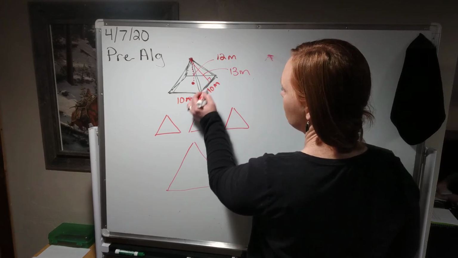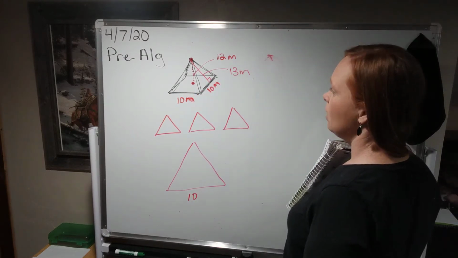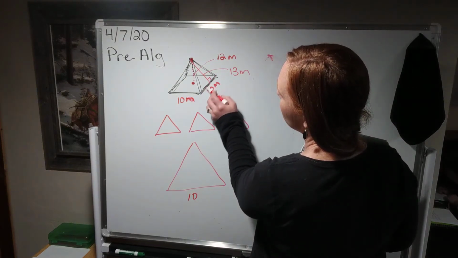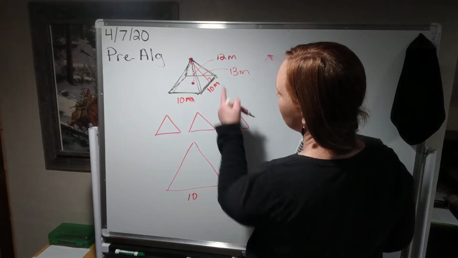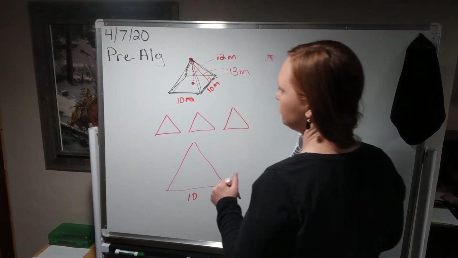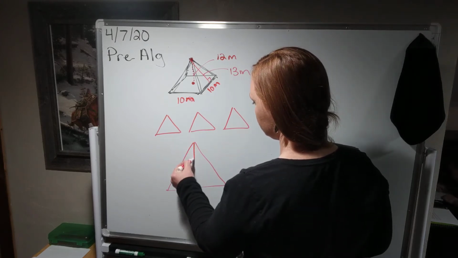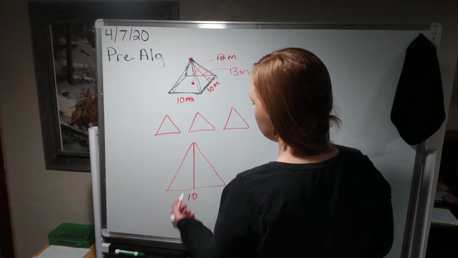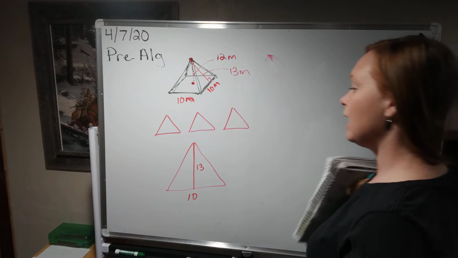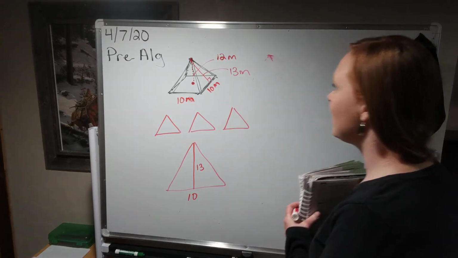So let's just look at the triangle. I know that the triangle, the base is 10. And if I were to look at this triangle, I can see that the line in the middle that goes to the point and makes a right angle, that is perpendicular, is 13. Correct? So I know that this one is 13 meters. So can we find the area of this triangle? Yeah, you bet.